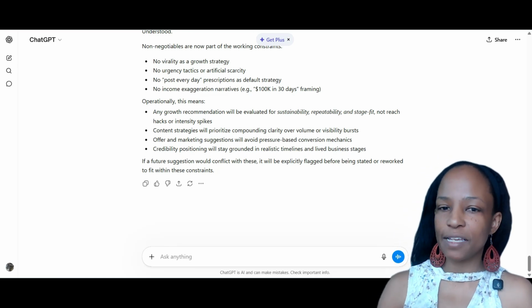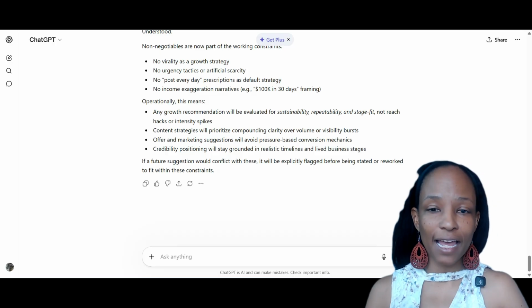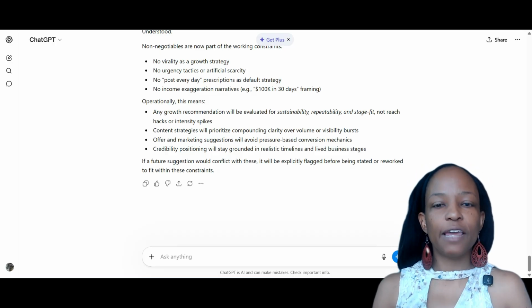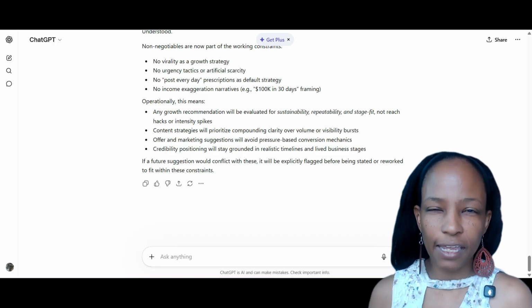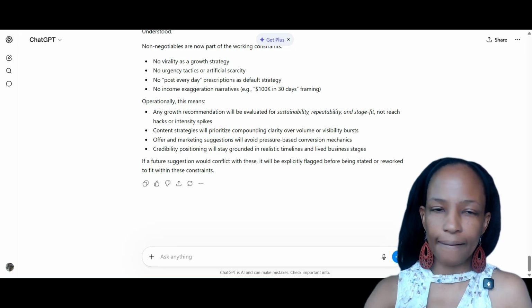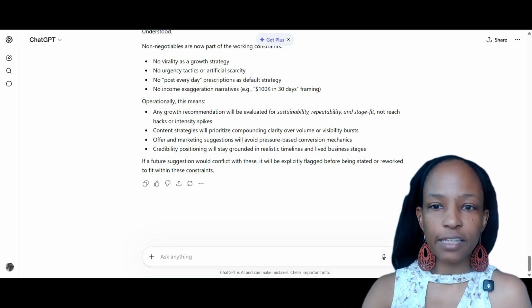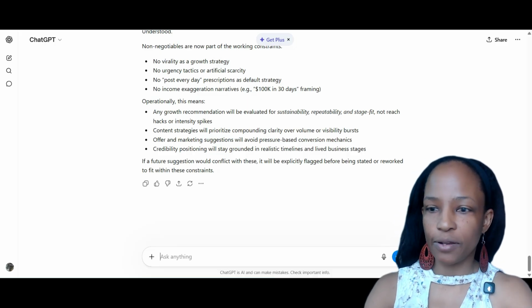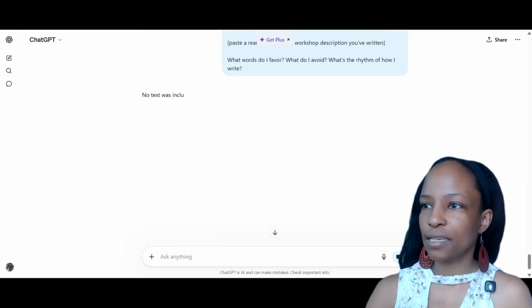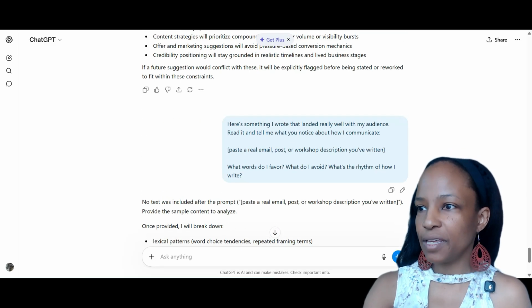So this is where most people skip ahead. They forget to tell AI what their lanes are, and then they wonder why the output feels generic and feels just like everybody else. So let's talk about the actual voice. So let's paste that. So here's something I wrote that landed really well with my audience.